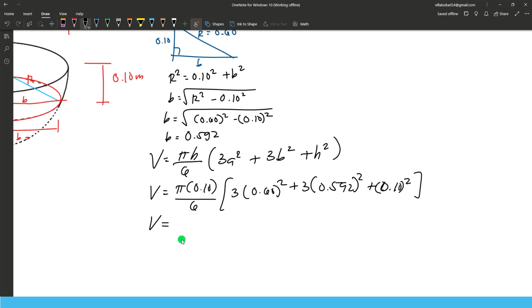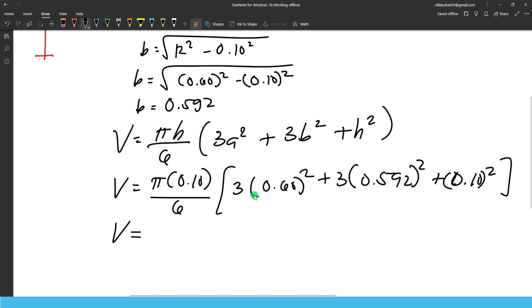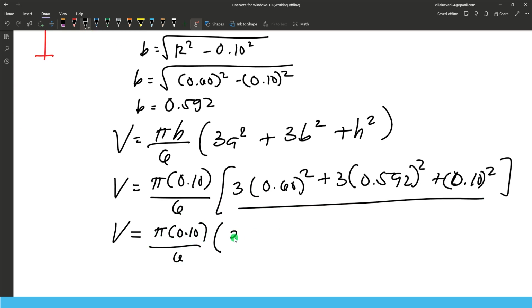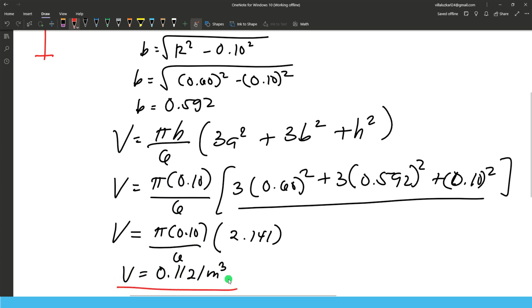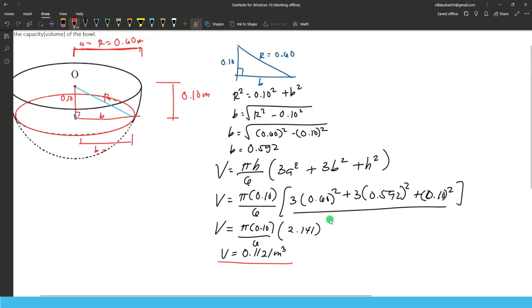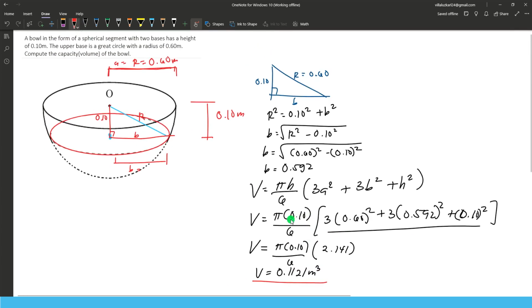So the volume is equal to pi times 0.1 over 6. Putting all this in, we have 2.141, or the volume is 0.1121 cubic meters. Okay, that's the volume for a spherical segment with two bases.